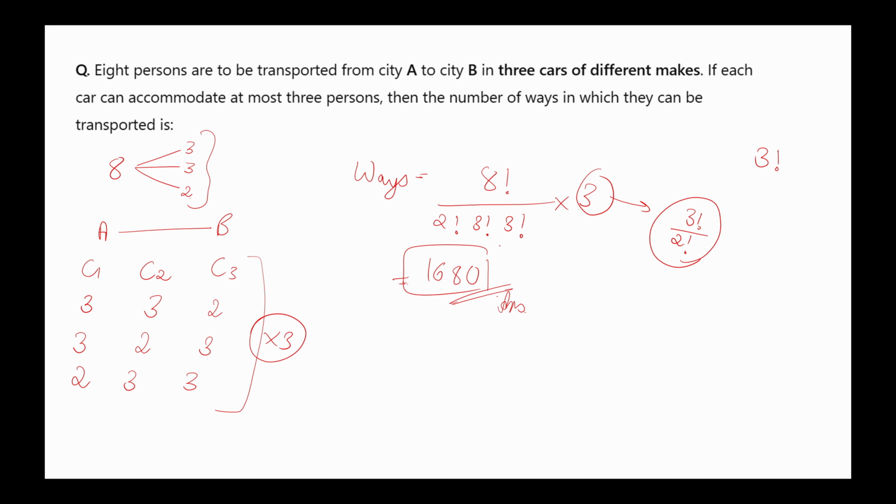And apart from this, as we studied in this formula, formation of groups, 8 can be divided into 3 groups using this formula, 8 factorial by 2 factorial into 3 factorial into 3 factorial. So by that we got our answer.